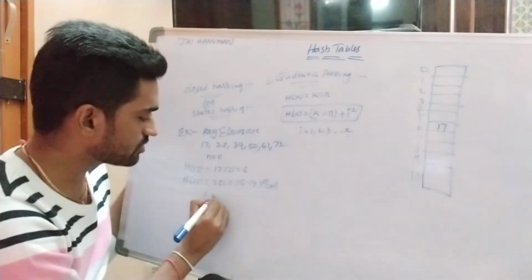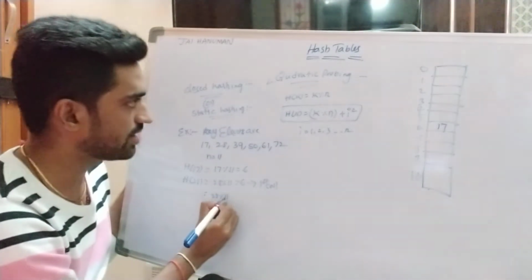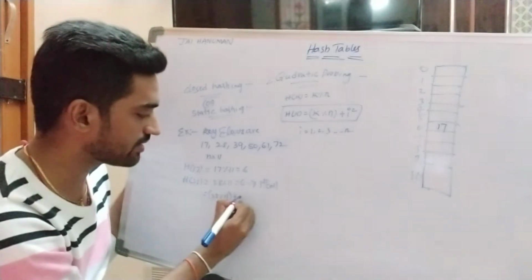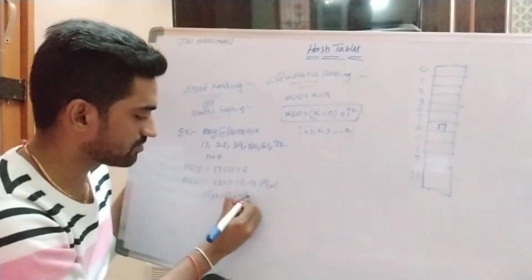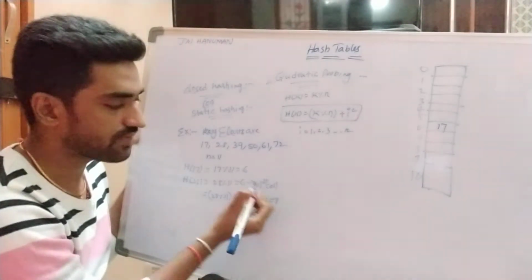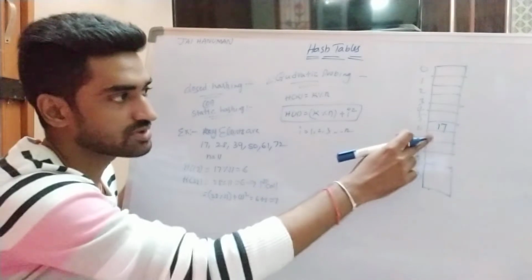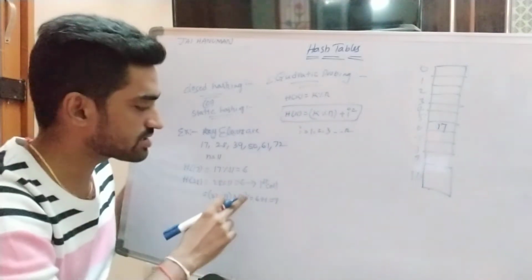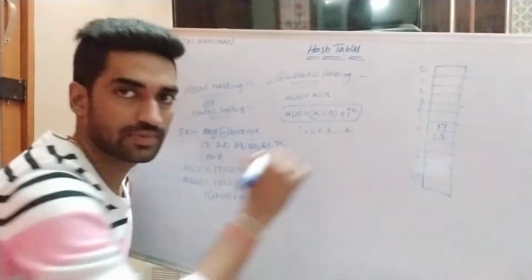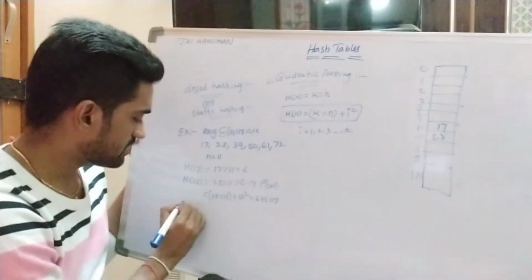So what is the formula? 28 modulo division of 11 plus initial value of I, 1 square: 6 plus 1 square, 1, which is equivalent to 7. So seventh position is vacant position. There is no collision. So that's why directly we are inserting 28 at seventh position. Right? So what is the next key element?